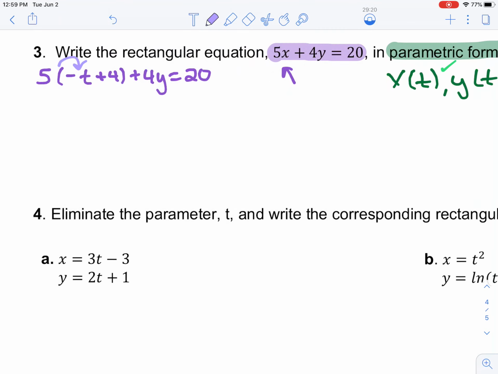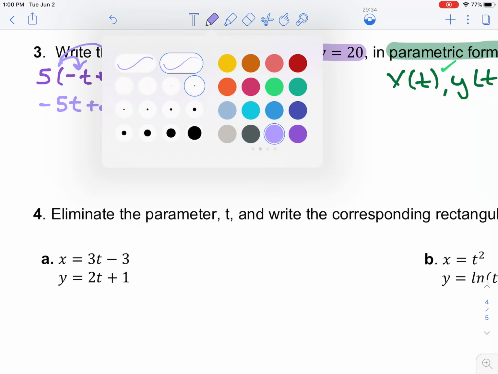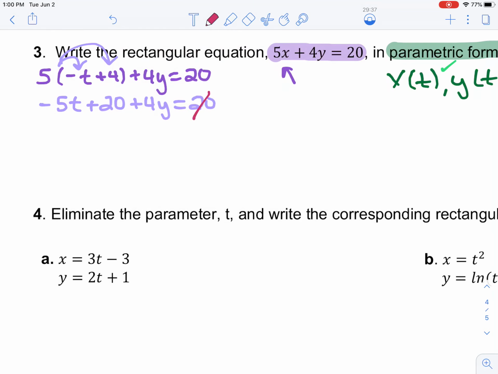In order to do that, I'm going to distribute our 5. We get negative 5t minus 20 plus 20 plus 4y equals 20. I notice that on both sides of the equation I have 20, so those will cancel. You can either see that right away, or go through the process of subtracting 20 from either side. Regardless of that approach, we end up with negative 5t plus 4y equals 0.